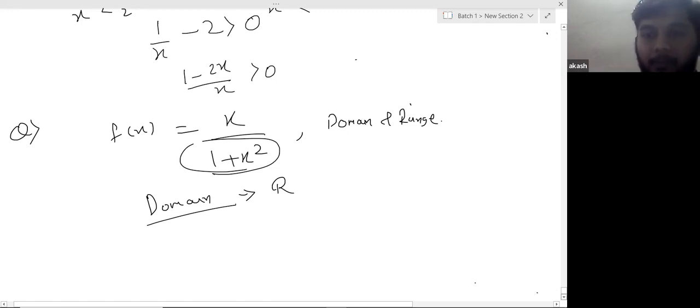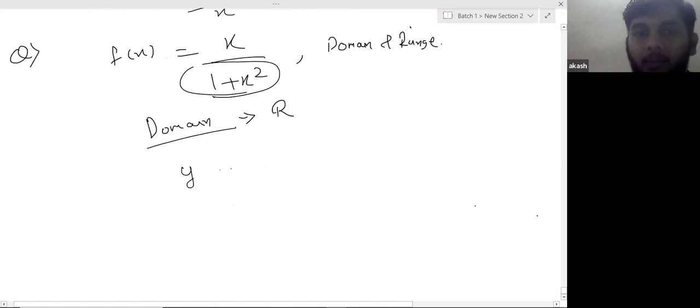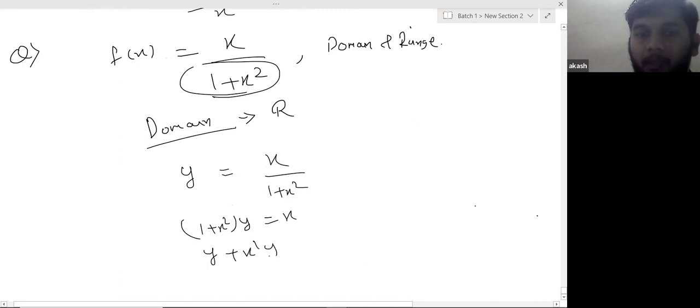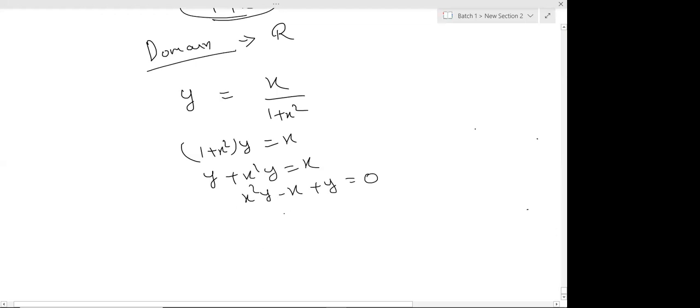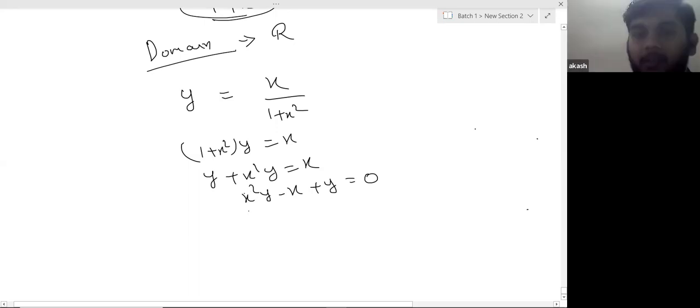Same process. y equals x upon 1 plus x square. So 1 plus x square into y equals x. y plus x square y equals x. Take all to a single side. So this is x square y minus x plus y equals 0. Right? Yeah, just cross multiplied. Now this is a quadratic equation in x. How to solve? Using the quadratic formula.